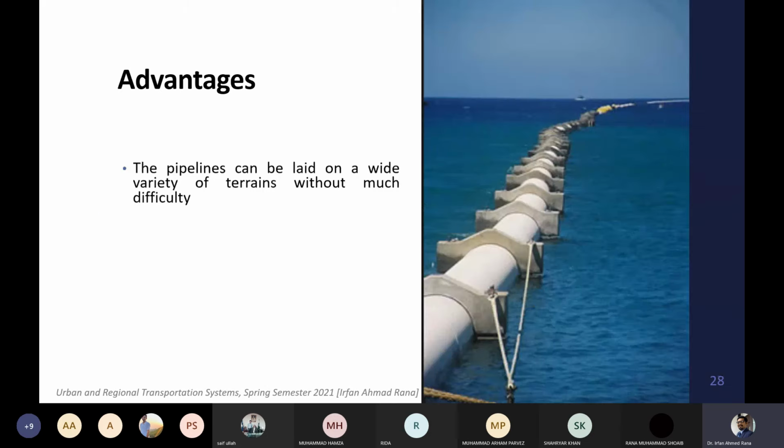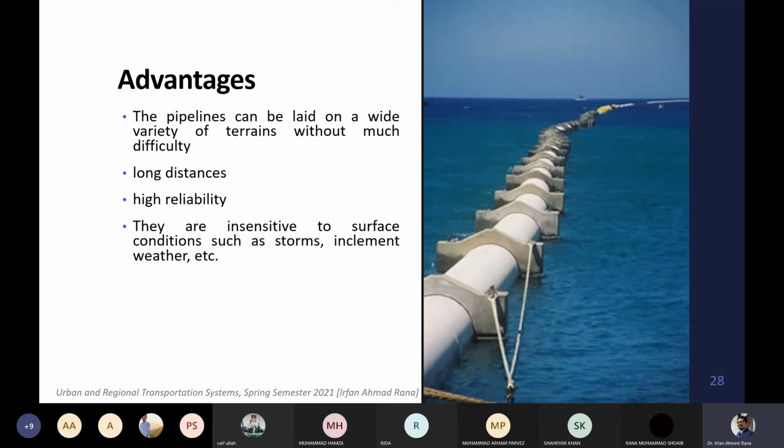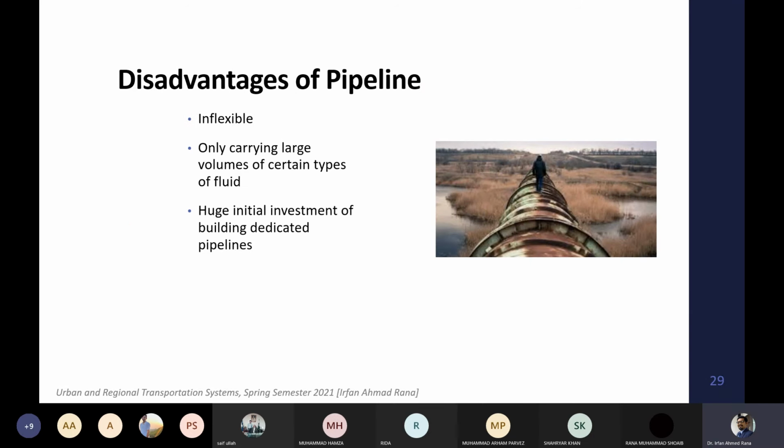Advantages: it can be laid out very quickly, over pretty much every terrain without much difficulty. It can go for long distances, very reliable. Maintenance costs are not so high, and it is easily replaceable. It doesn't care what the weather is. The same goes for internet cables under the sea. That is also pipe based, environmentally friendly. Disadvantages: it is inflexible and can only carry a certain volume. Initial investment is high, depending on the need and the fluid.